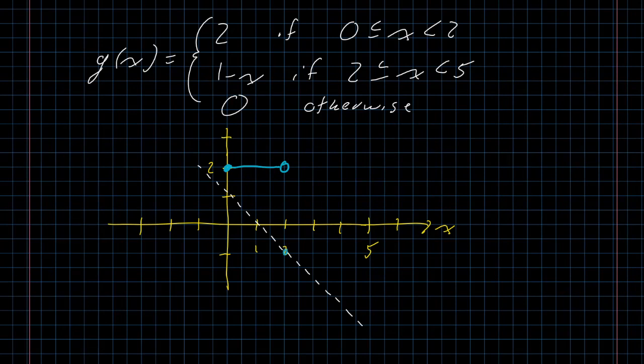All right, so there's 2. There's 5. There's the space in the middle. That's the part of the graph we're actually getting. And then 0 otherwise. Otherwise means all this stuff up here. Otherwise also means all this stuff over there.